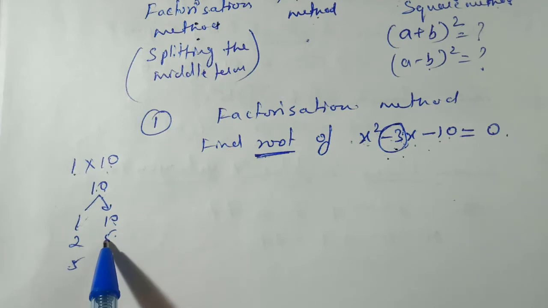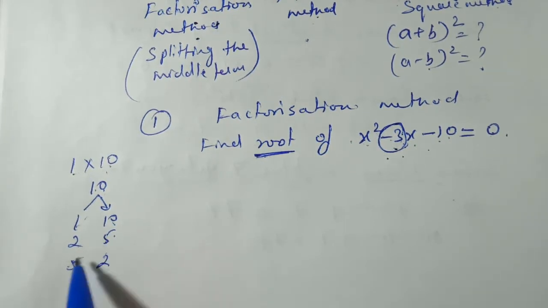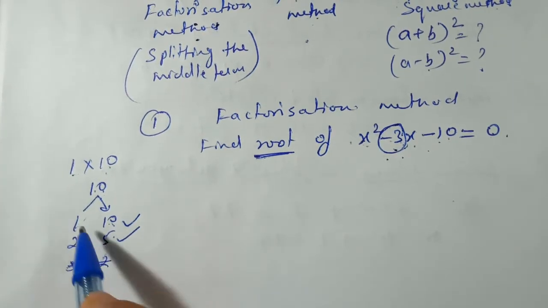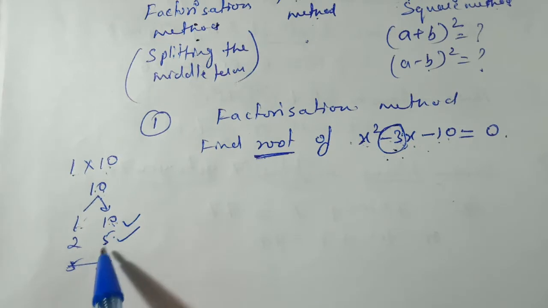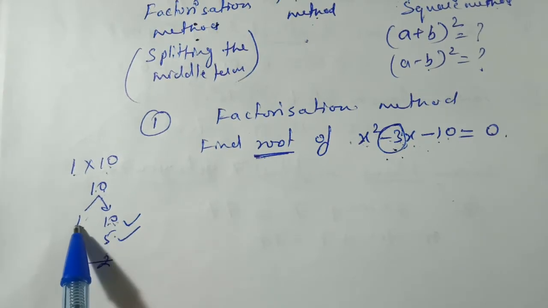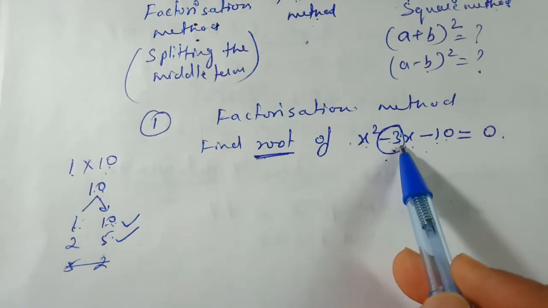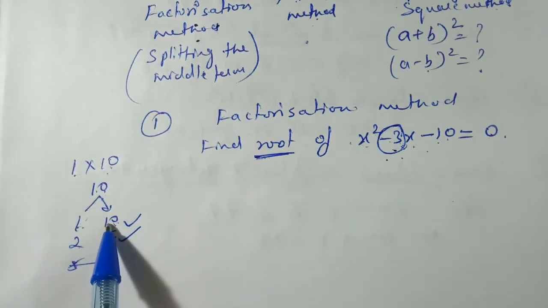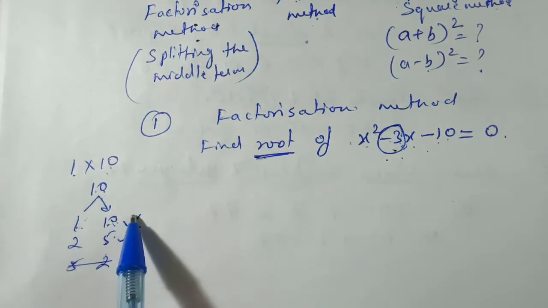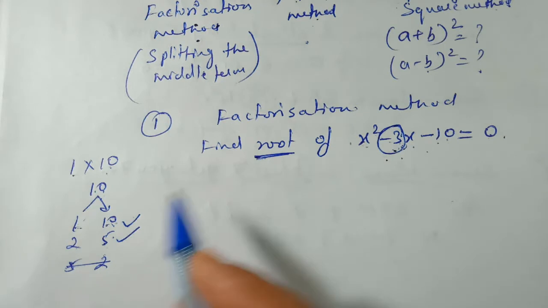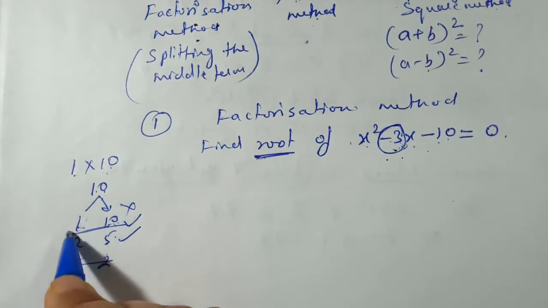Now the factors are repeating: 5, 2, then next will be 10 into 1. So it means it has two pairs, 1 and 10, and 2 and 5. Now if we add 10 and 1 we will get 11, but what is required? 3. If we subtract 10 and 1 we get 9, but what we need? 3. So we cannot use the first pair of factors.